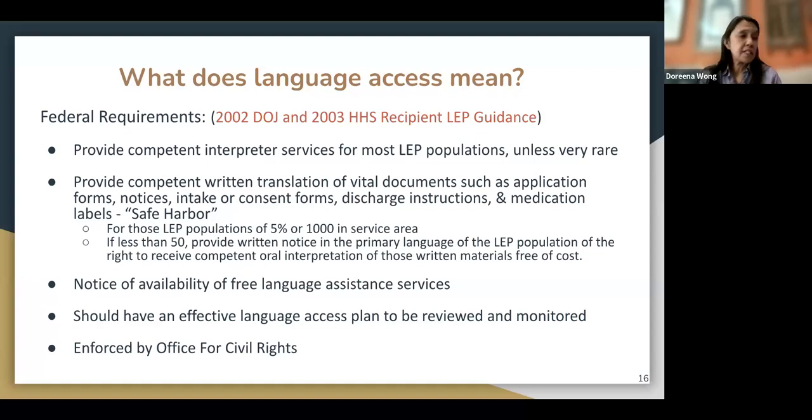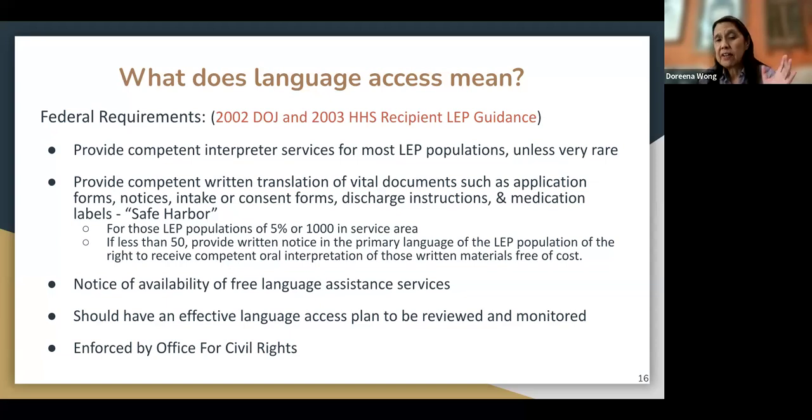Now, another requirement is that you have to provide notice of the availability of free language assistance services, both interpreter services and translation services. Maybe that means posting notices in public places, posting it on your website, posting it anywhere where the public would want to know about these free services. Again, Title VI does not describe what languages those notices are supposed to be translated into. But Section 1557, the new regulation, has said that it should be at least in the top 15 languages of the state.